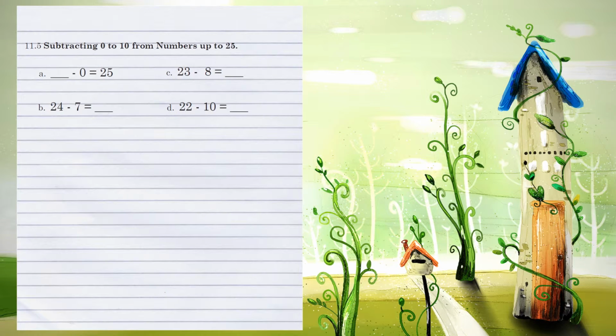Unit 11.5. Subtracting 0 to 10 from numbers up to 25. Example A. What number that if we take 0 away equals 25? Well, since we're not taking anything away, that means we start with the same thing we ended with. So we have 25.